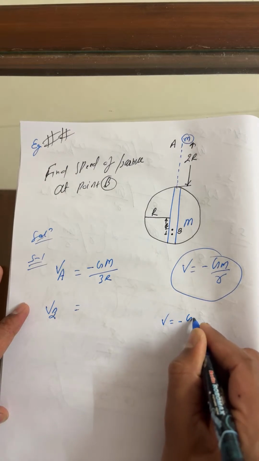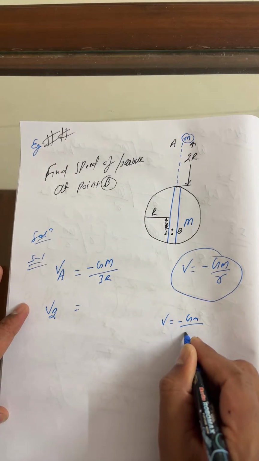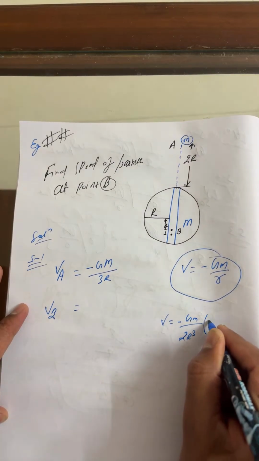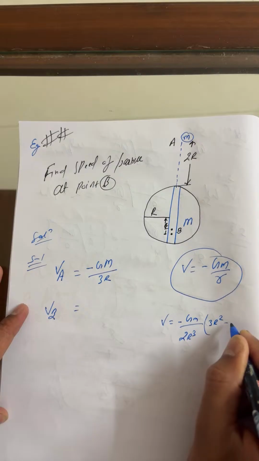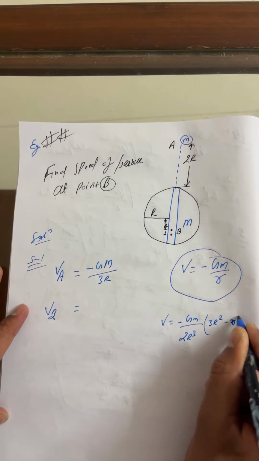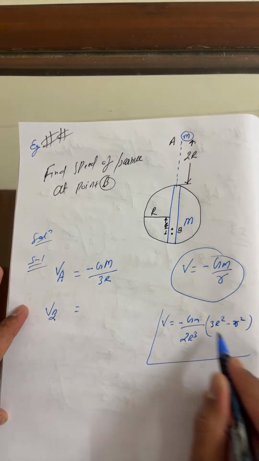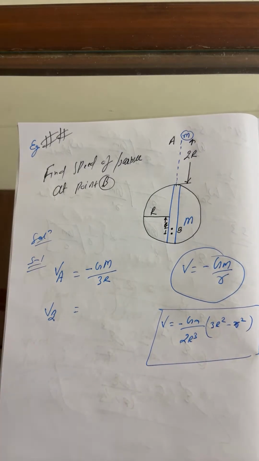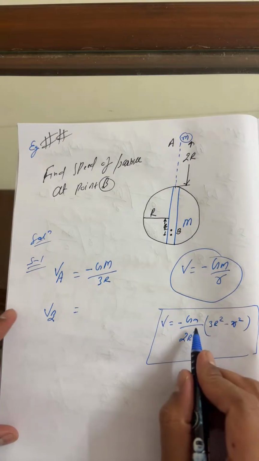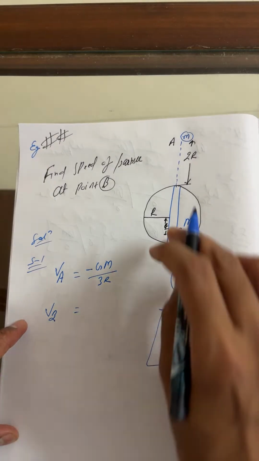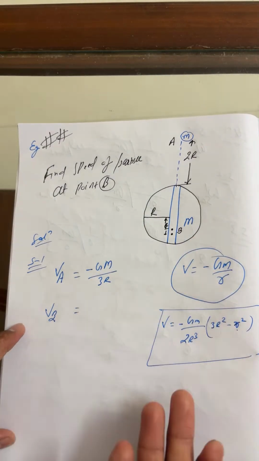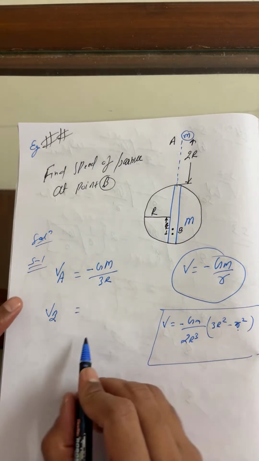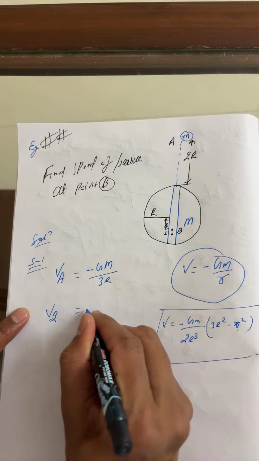Minus GM by 2R cube times (3R square minus r square). If you remember this formula, it's highly important for students. So here you can write this condition; everything remains the same. This r you can replace by R by 2, because this is the formula we can use directly for gravitational potential at a point inside the Earth's surface.